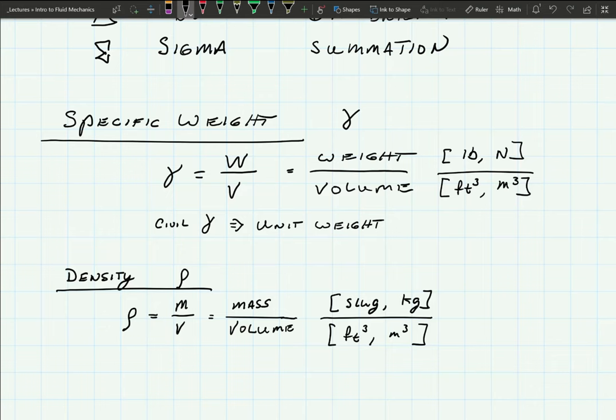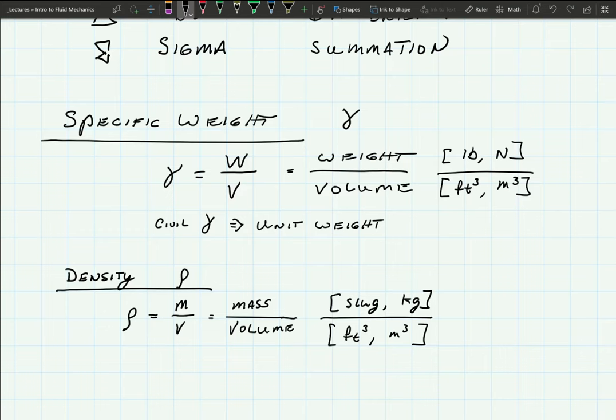With me so far? In the English system, we got to go into slugs to get it to mass, to pounds mass, to get it to pounds force. We multiply it times gravity, but we take the gravity back out, which is why I screwed up 10 problems on the engineering exam. With me? I'm warning you. Don't do that.